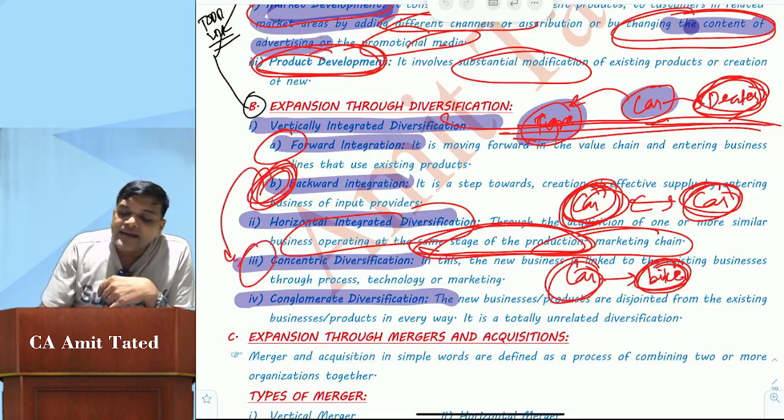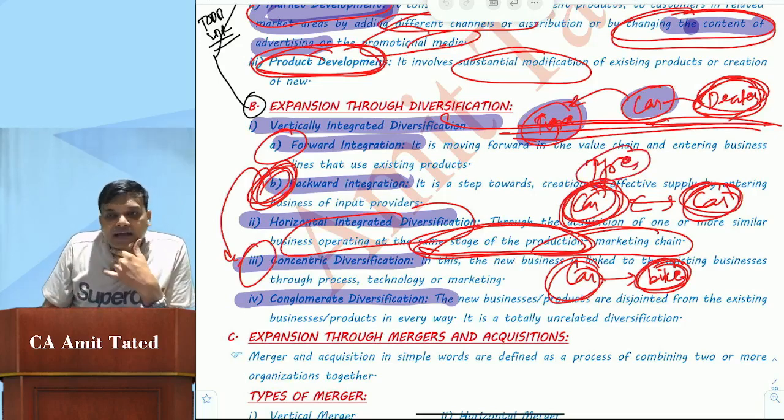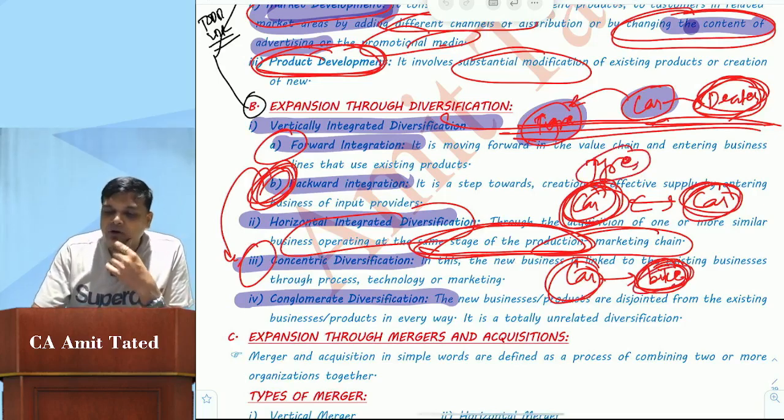Sir, same only, right? Tire manufacturing is also a related product. Bike is also a related product. So it is concentric only?